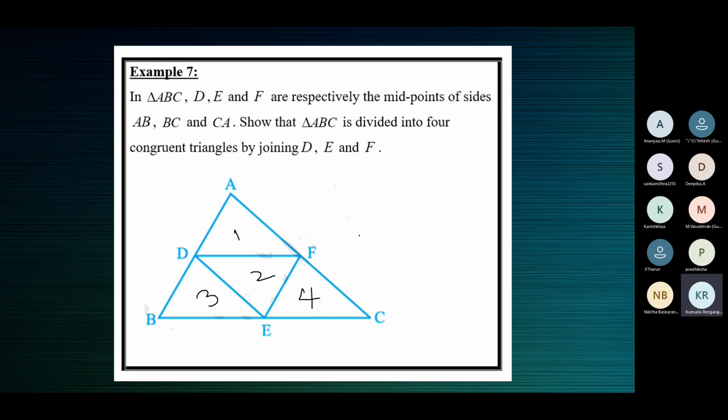And in the triangle ABC, we have three quadrilaterals, which can be proved are parallelograms. Now, you don't have to prove that all the three are parallelograms. Prove that any two of them are parallelograms.